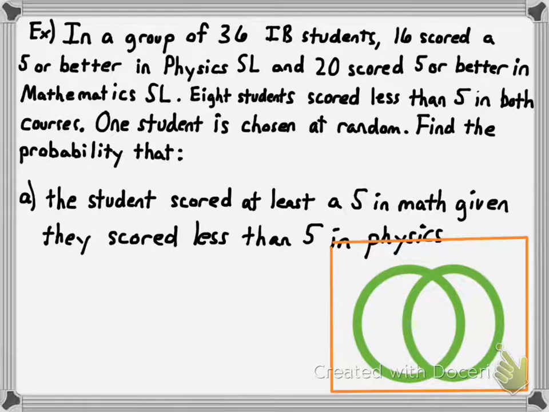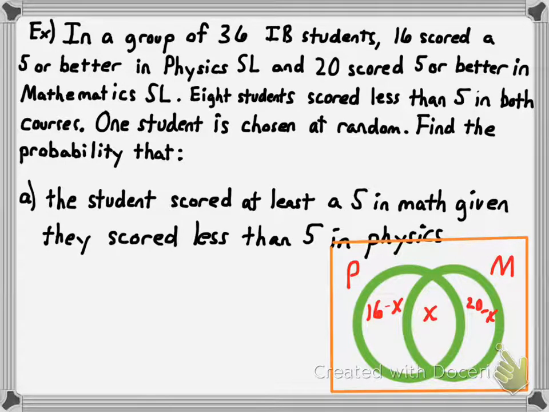And so we'll call one of the sets here P for physics, the other is set M for math, because those are the two courses the kids are taking. And remember that the way you want to fill in these Venn diagrams, you always want to start from the inside out. We don't know how many scored a 5 or better in both tests, so I'm going to call that X for right now. We know that 16 scored a 5 or better in physics, so this is 16 minus X right there.